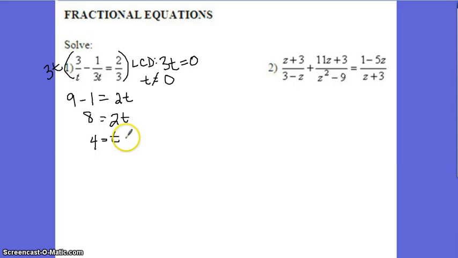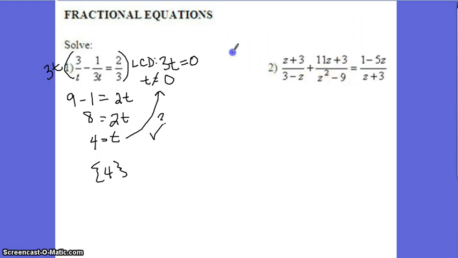Now, is this a valid answer? Check it from up there. Is it valid? Yep. So go ahead and put it in your solution brackets. T would equal 4. Now, a problem like number 2 is the kind of problem we're going to be facing a lot more here.